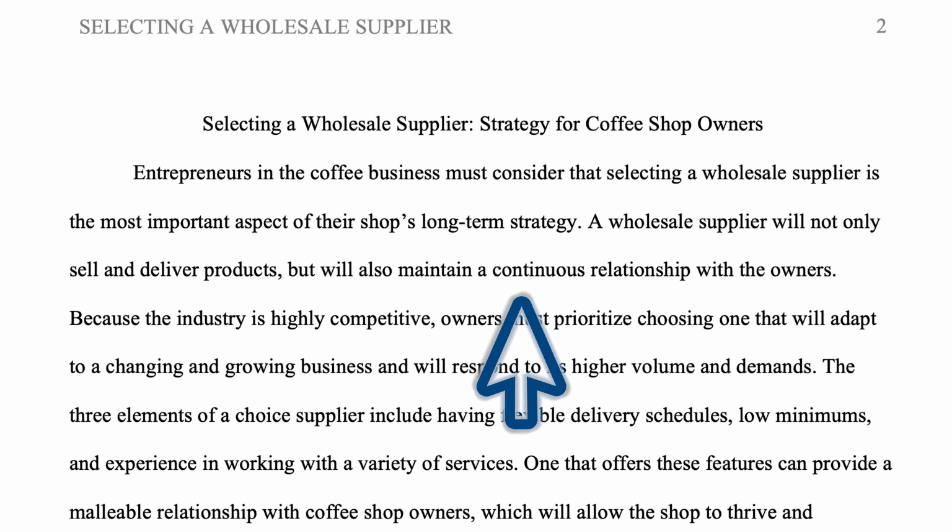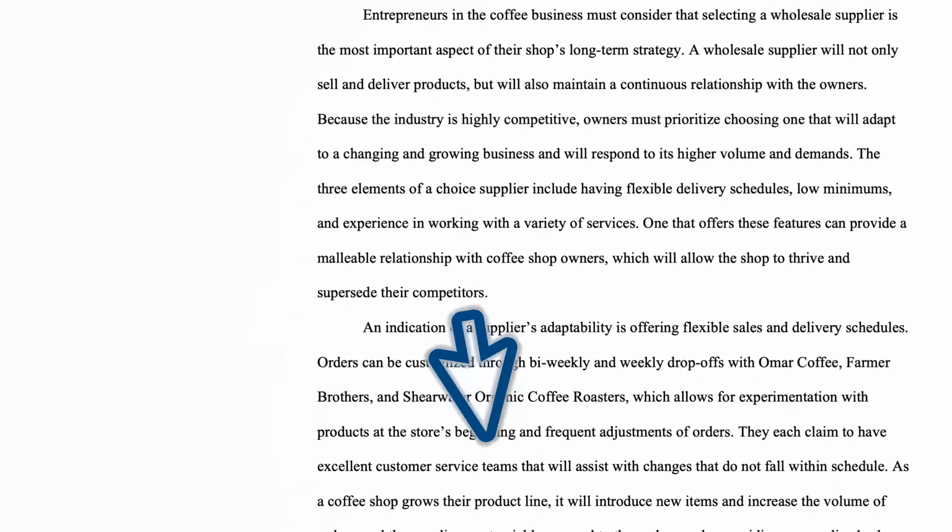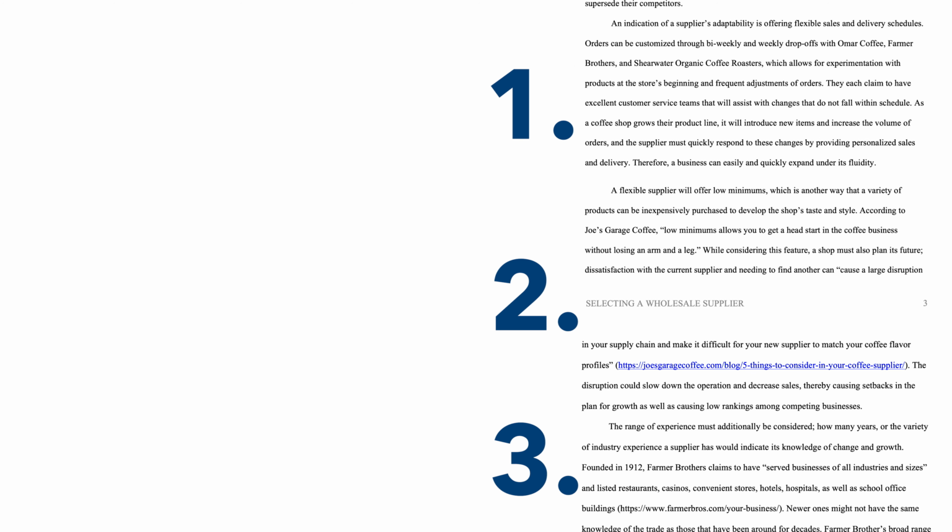And so the main points of my arguments are a supplier that has flexible delivery schedules, low minimums, and experience in working with a variety of services. So in my paper, I have 3 body paragraphs, and each body paragraph has 1 point. Those are the main ideas of my argument. In the introduction paragraph, you can make a list, you could briefly describe them, but you should mention them in some way.